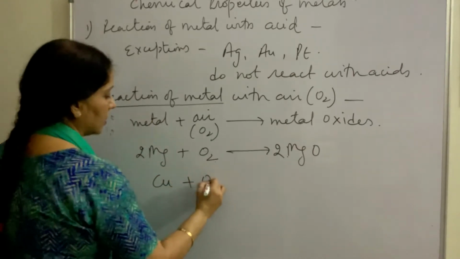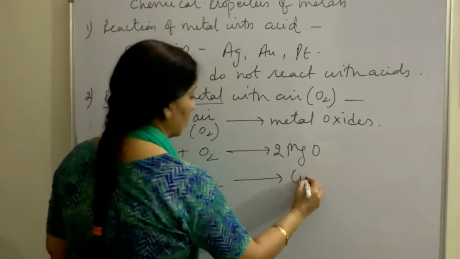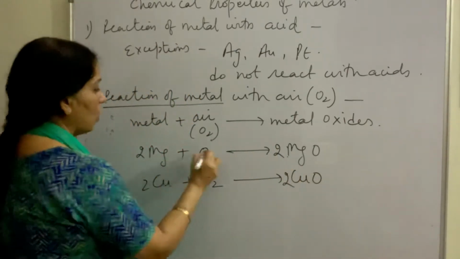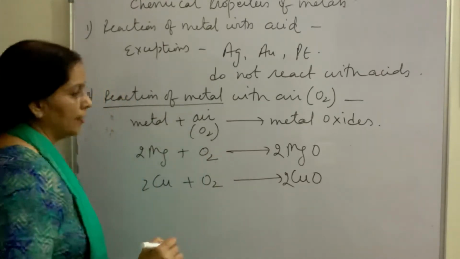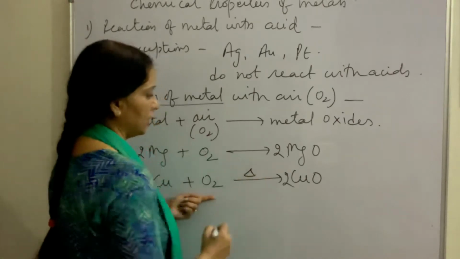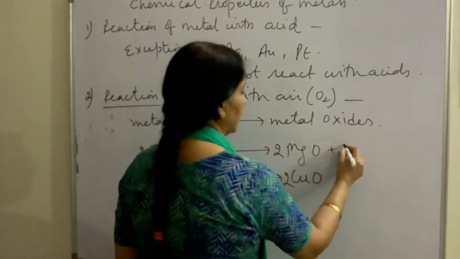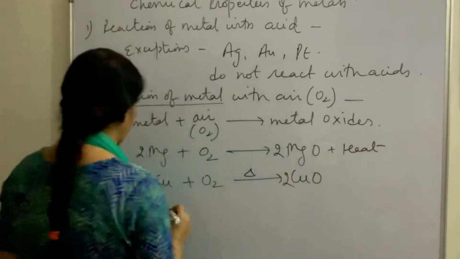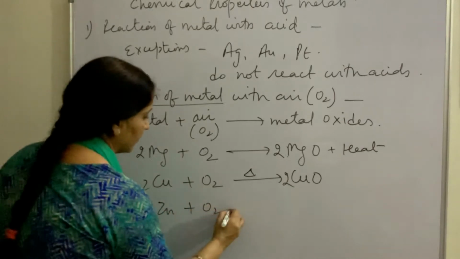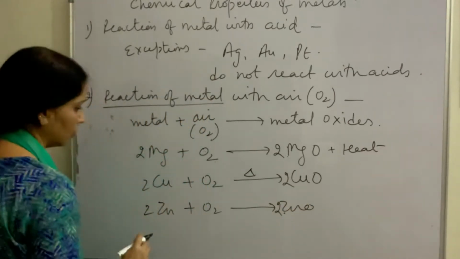Copper reacts with oxygen and it forms copper oxide, 2Cu + O2 gives 2CuO. Both of these processes are when copper is heated in the presence of oxygen, and when it is burnt in the presence of oxygen, it will release heat also. Similarly, when zinc reacts with oxygen, it will form zinc oxide, 2Zn + O2 gives 2ZnO.